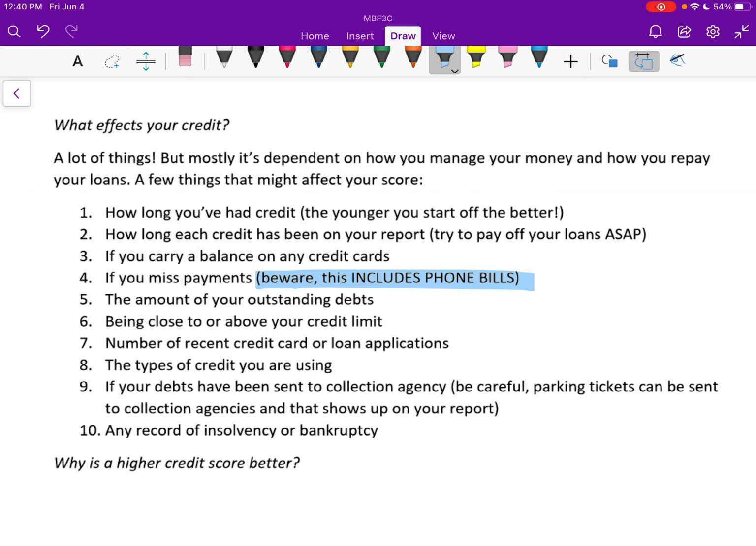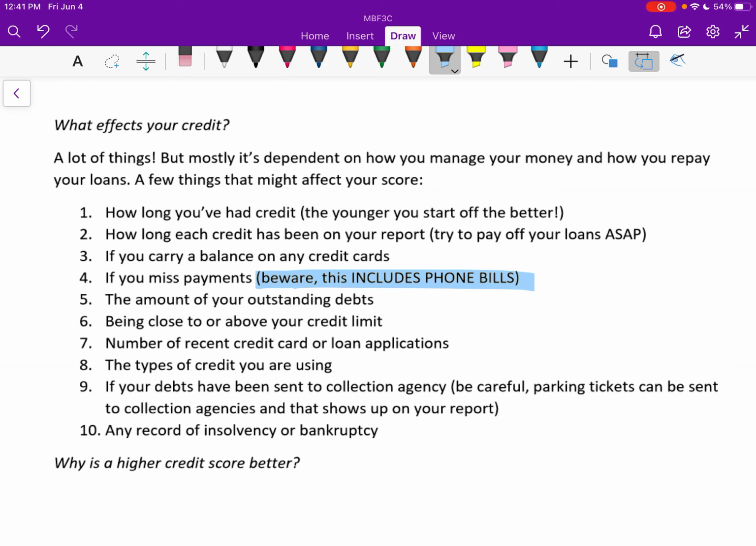Another factor is the amount of outstanding debts that you might have. If you've borrowed a lot of money from multiple places and haven't paid them off, that will lower your credit score. Also being close to or above your credit limit. If you have a $5,000 credit card, the general rule of thumb is two-thirds, right? So only go up to 60% of the $5,000 limit. Try not to go past $3,000 on that card. It just looks bad.